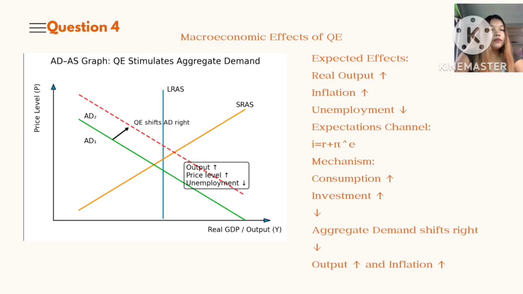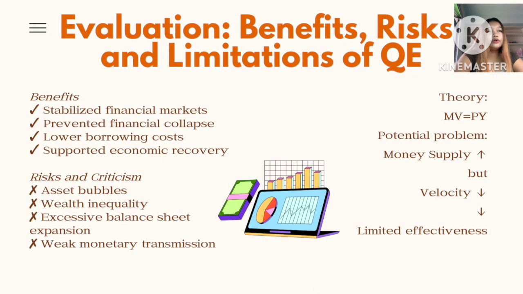Expectations can also play an important role. According to the Fisher relationship, higher expected inflation lowers real interest rates, further creating stronger incentive for spending rather than saving. Therefore, QE influences economic activity through both financial markets and expectations management. Although quantitative easing generated important benefits, its effectiveness remained debated. Supporters argue that QE prevented financial collapse by stabilizing banking systems and restoring market confidence. Lower borrowing costs also help support recovery and reduce financial stress.